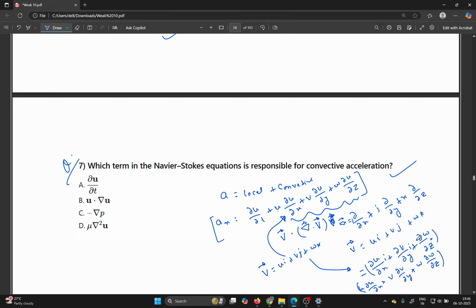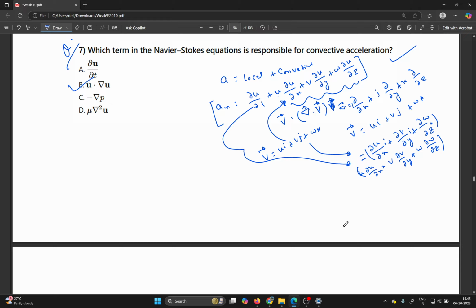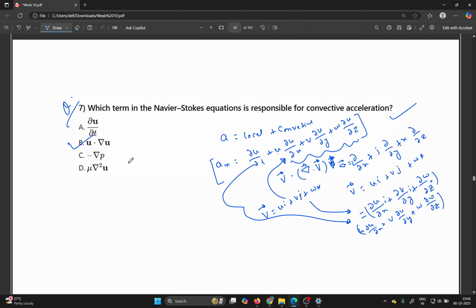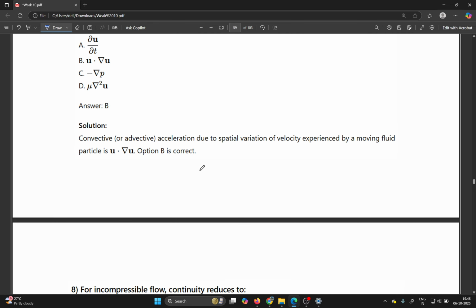Okay, finally, let us discuss the answer here, but think on how you will get these things, or you can search on Google how to write from Cartesian to vector form, how you will write this equation in the vector form. Once you see, we will get more clarification. Option B is correct here because we are talking about the convective acceleration. This is the local acceleration, but we are not discussing the local acceleration here, only convective acceleration. So option B will be correct.